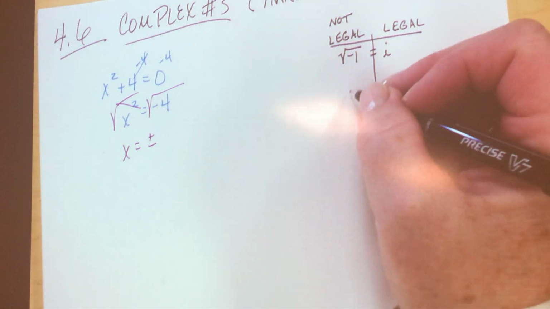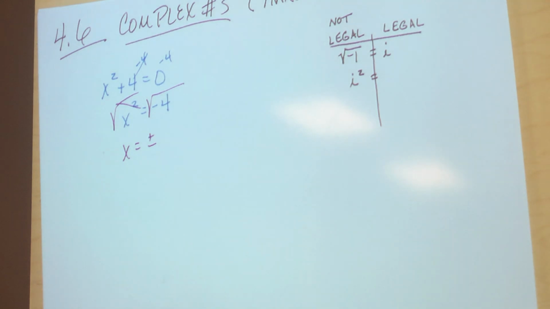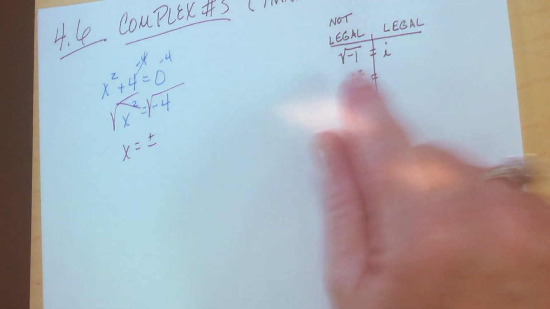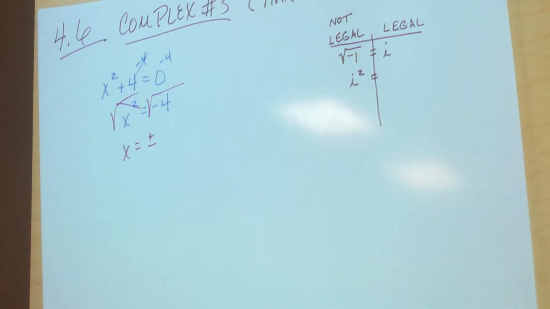Now I want to know what i squared is. Y'all think about this. What's the square root of 3 times the square root of 3? 3. What's the square root of 17 times the square root of 17? 17. What's the square root of 492 times the square root of 492? Okay. What's the square root of -1 times the square root of -1? -1. So i squared is -1.